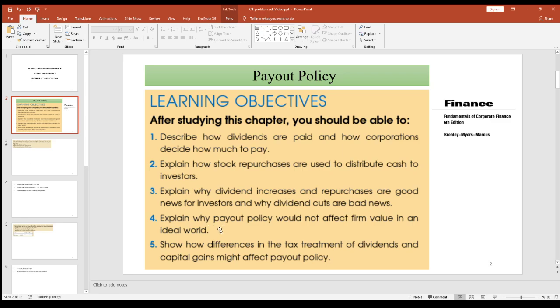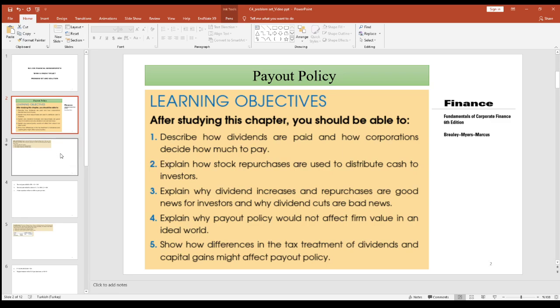Fourth objective, explain why payout policy wouldn't affect the firm in an ideal world. And the last objective, show how differences in tax treatment of dividends and capital gains might affect payout policy. As you remember, we will discuss this in detail in the course presentation. So this is just to remind you about the learning objectives.